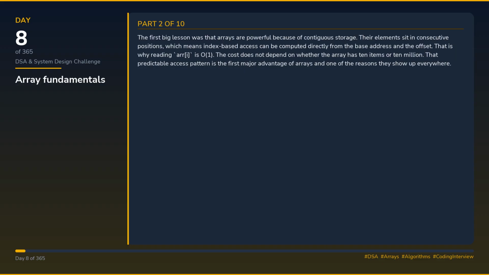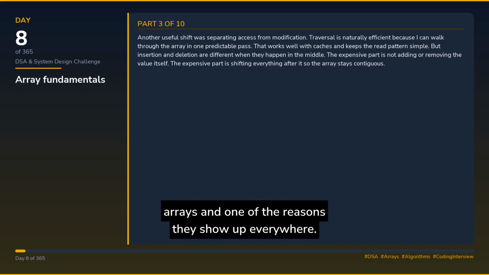The first big lesson was that arrays are powerful because of contiguous storage. Their elements sit in consecutive positions, which means index-based access can be computed directly from the base address and the offset. That is why reading arr[i] is O(1). The cost does not depend on whether the array has 10 items or 10 million. That predictable access pattern is the first major advantage of arrays and one of the reasons they show up everywhere.